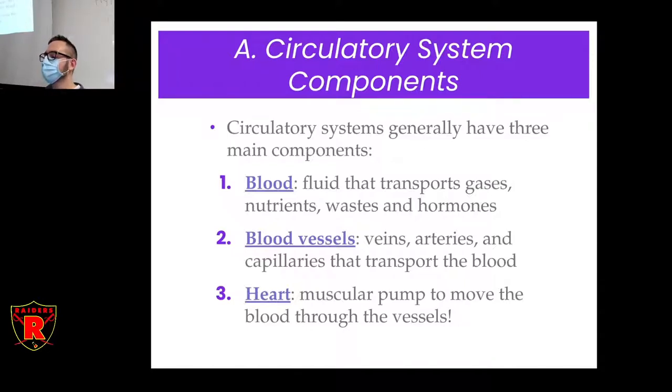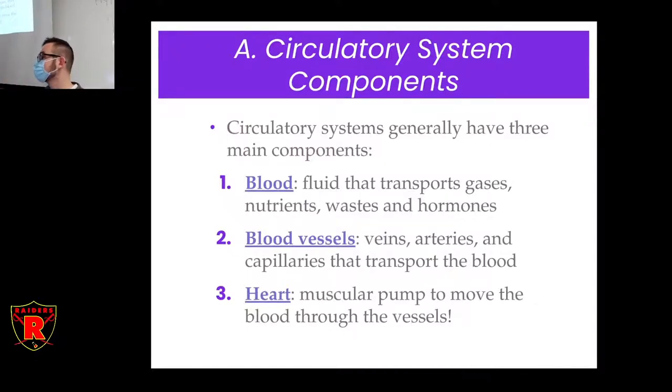Not every animal has a circulatory system. Sea sponges would be an example. They don't have any type of circulation. But the ones that do have some kind of fluid that you have to circulate around. You usually have to have vessels, so this is more specific to mammals. Mammals and birds need blood vessels to transport the fluid around.